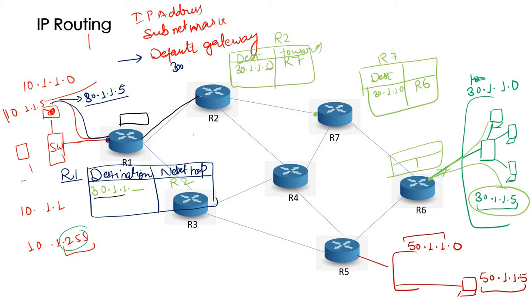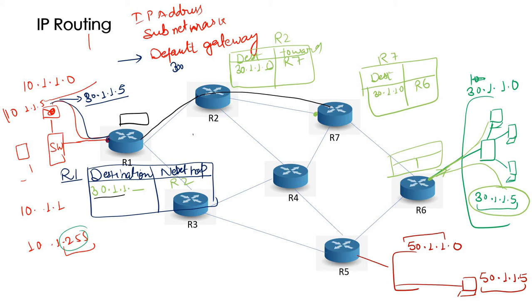R2 checks its own routing table, and it checks that, okay, this belongs to the 30.1.0 network, and for that one I have information that it is connected via R7, router 7, so it will forward that packet to router 7.